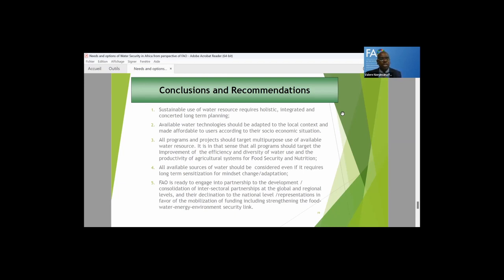So FAO is ready to engage in partnership for the development and consolidation of intersectoral partnership at the global and regional levels, and their declination to the national level, in favor of the mobilization of funding, including strengthening the food, energy, environment security links. That's all for the presentation. I'm ready for questions, suggestions, discussion you may have. Thank you, and thank you for your attention.